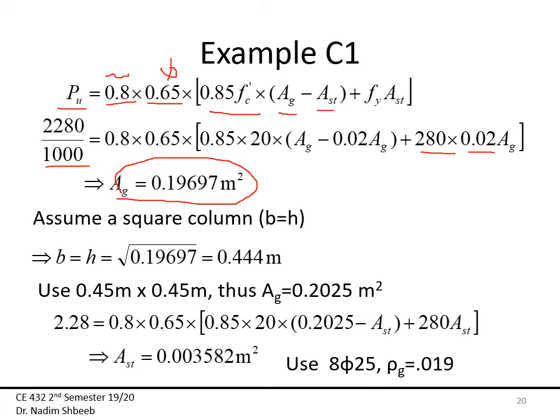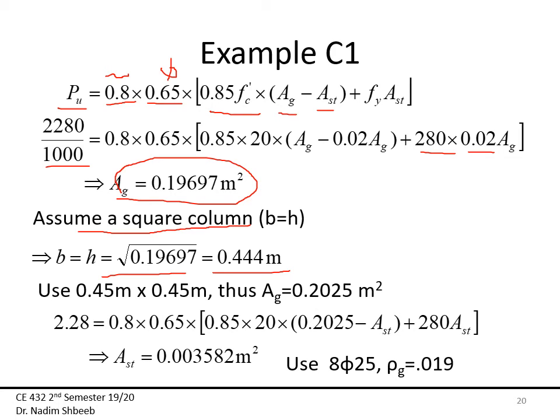Now here I'm going to assume a square column. You could also assume a ratio like we did from 2 to 2.5. Same thing applies here as well. So if it's going to be square, then B is going to equal H. It's going to be equal to the square root of this area, and that's going to be 0.44 meter.